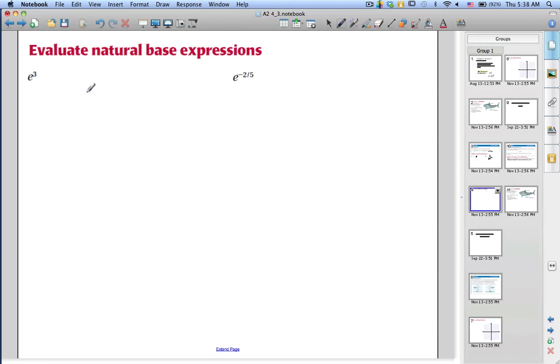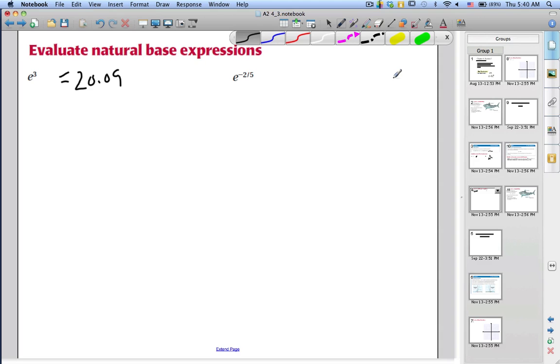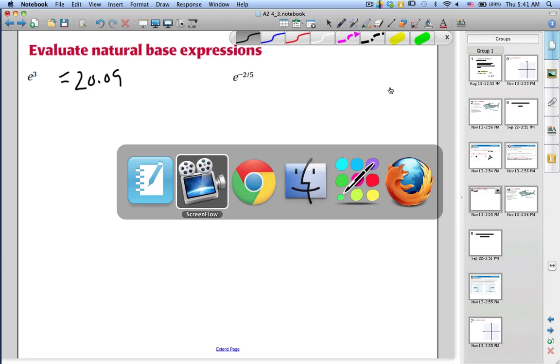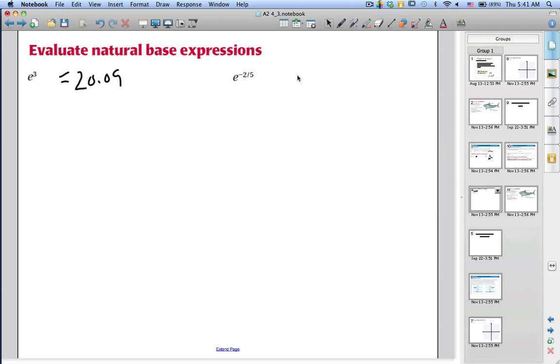If I wanted to go ahead and evaluate these, I'd pull out a calculator. And you see I have an e button here. So if I do e to the third power, it's 20.089 basically. So if I do e to the negative 2/5 power, I'm going to use another calculator that I have online. And you see I did e to the negative 2 divided by 5 power, and it's 0.67. So this is mostly just plugging into your calculator. You notice that I had to put parentheses around the negative 2 divided by 5 in order to correctly put this into the calculator.